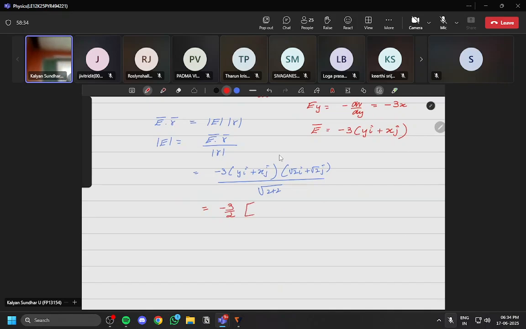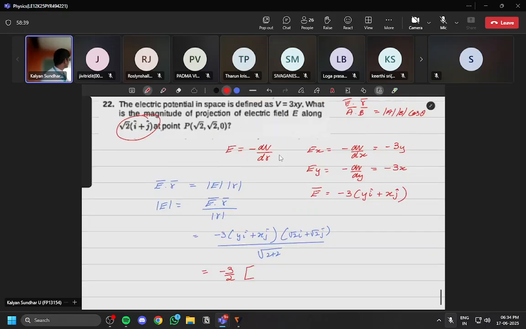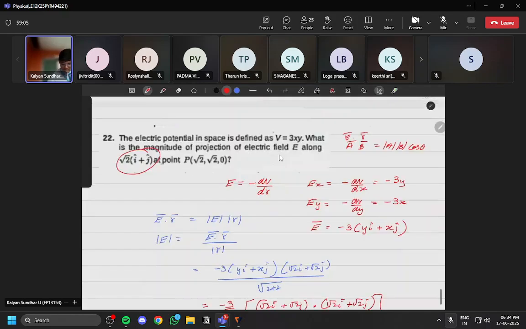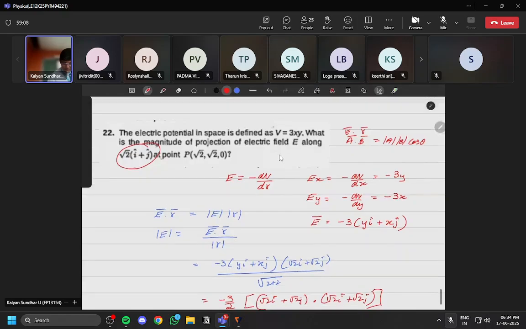Correct? Root 2 into y. What is the value of y? At which position are we asking for y? Root 2. So just mention it as root 2 i cap plus root 2 j cap. Dot product of root 2 i cap plus root 2 j cap. Correct? Root 2 2 plus root 2 2 is 4. Then it will be minus 3 by 2 into 4. Cancel. So the answer will be minus 6. They are asking the magnitude, so 6 will be the answer.